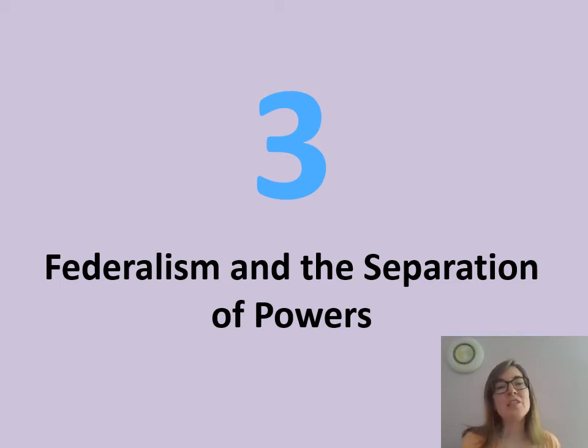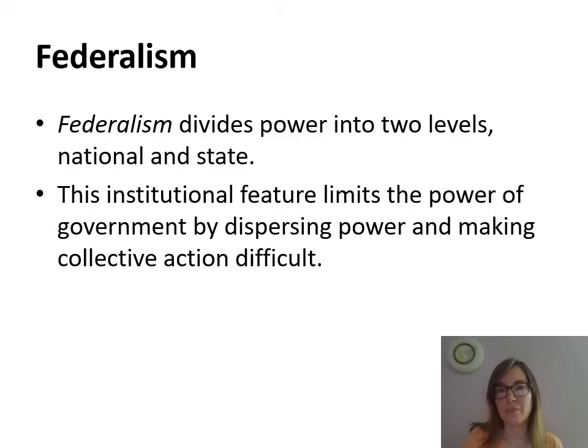Hi everyone. So chapter 3 talks about two important institutions of American government, federalism and the separation of powers. What I'm going to talk about in this lecture is federalism, so what it means and how it has evolved over time. So federalism divides power into two levels.